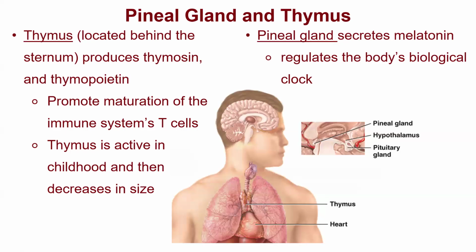Remember, all blood cells start their production in the bone marrow. So the T cells actually begin in the bone marrow and then they travel to the thymus to mature before they're ready to be part of our immune system.